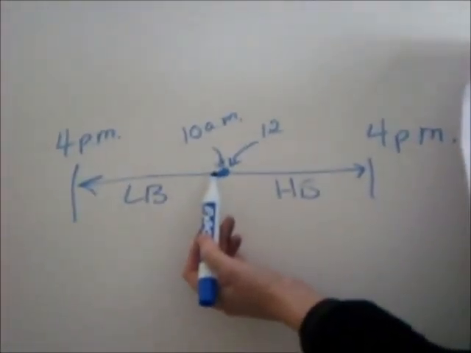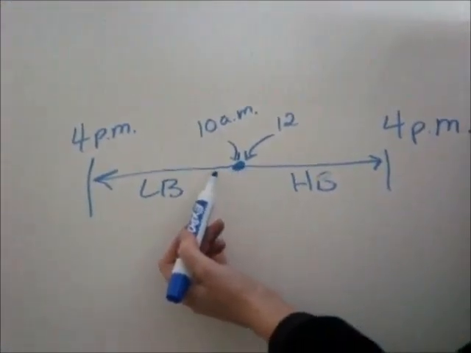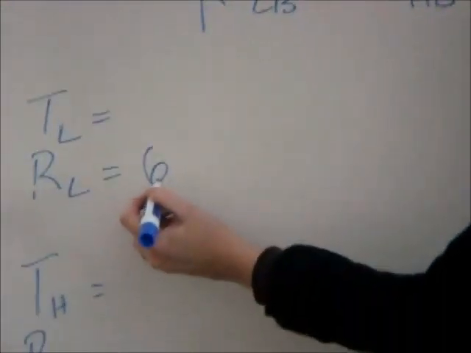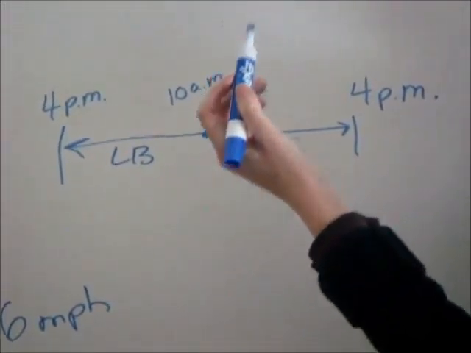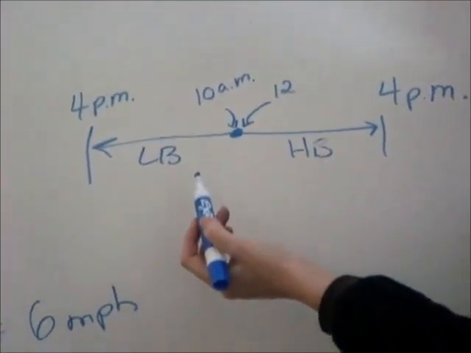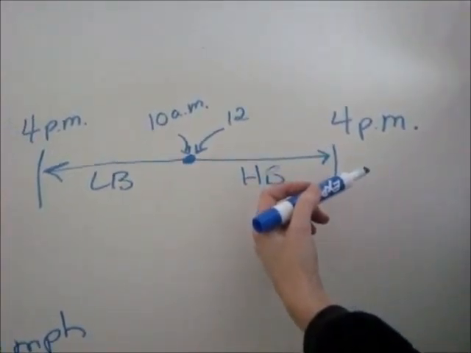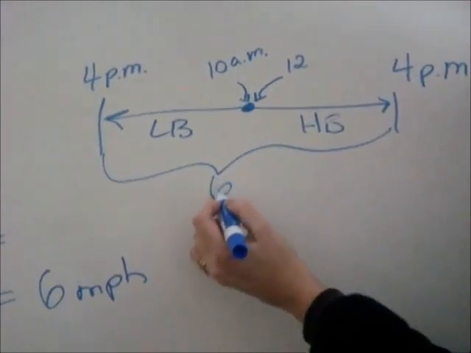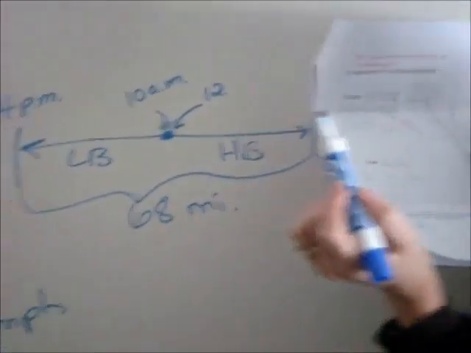We have, in this problem, at 10 a.m., Little Bear trotted off in one direction at 6 miles per hour. So the rate of Little Bear is 6 miles per hour. He left at 10 a.m. At noon, 12 o'clock, Happy Bear loped off, or whatever he did, in the opposite direction. If they were 68 miles apart at 4 p.m., how fast did Happy Bear lope?